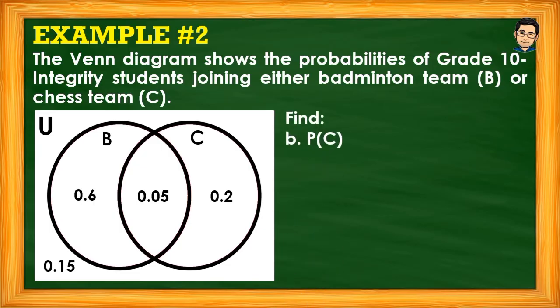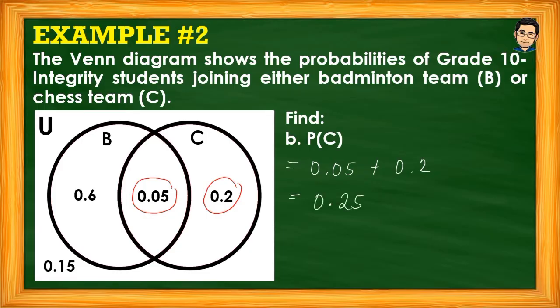So what about the probability of chess team? Okay, so sa chess naman, yung nasa right side, so 0.2, ito yung probability na yung students member ng chess team only. So ibig sabihin hindi siya member ng badminton team. And then of course yung kanilang intersection, which is 0.05. So again, using the same process, i-add lang po natin. So 0.05 plus 0.2 will have 0.25.